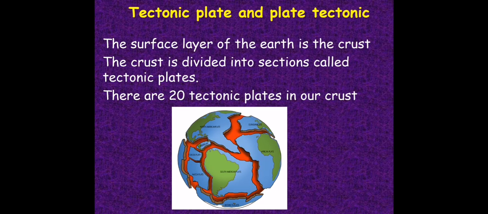Okay, Live Science Live brings you another point. That is tectonic plate and plate tectonic. Similar terms, but let's see the difference. The surface layer of the earth is the crust. We know that the outer layer is the crust. The crust is divided into sections called tectonic plates. There are about 20 tectonic plates in our crust. As you can see in the diagram, crust is divided into 20 tectonic plates.